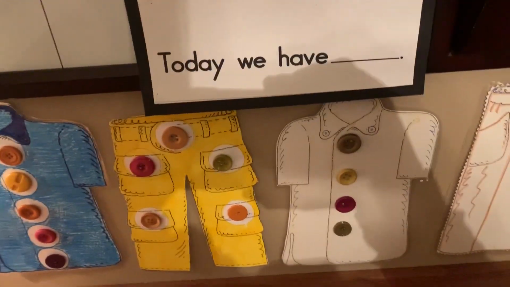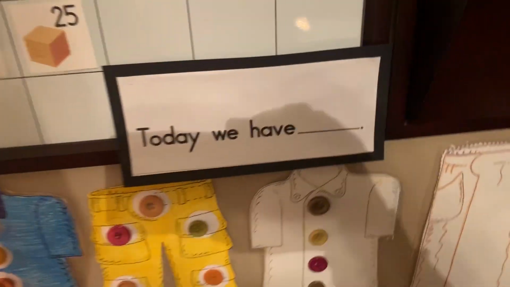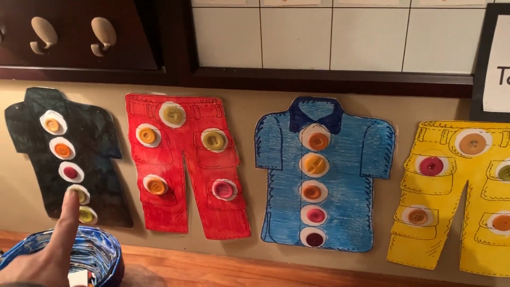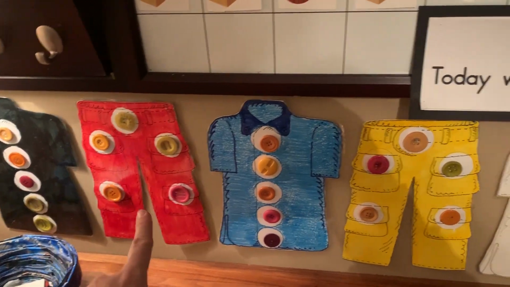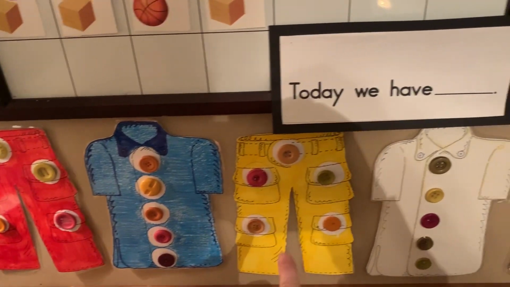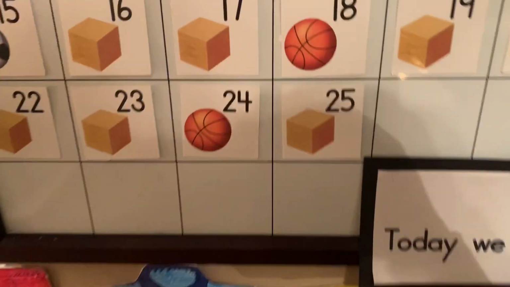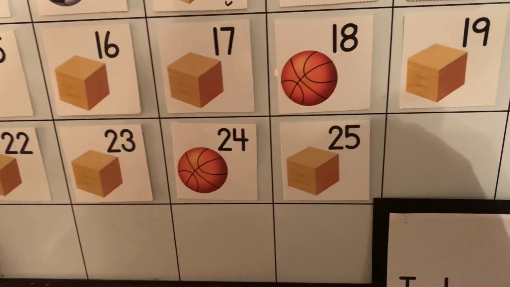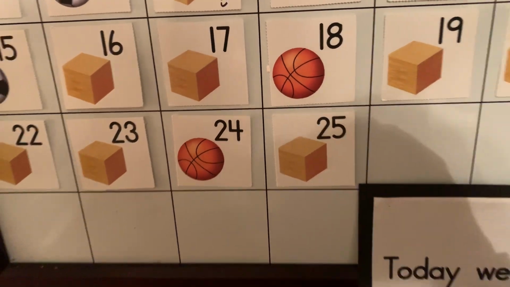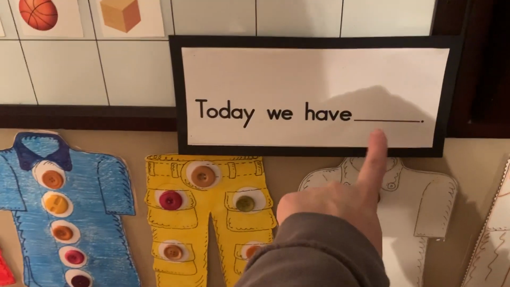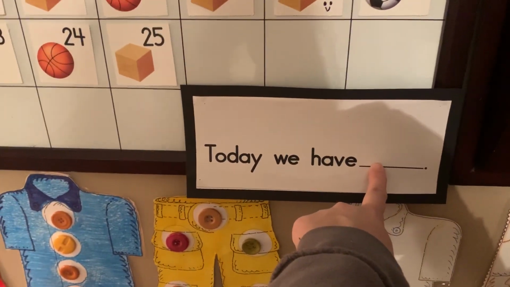We just need 1 more button. So I'm going to add our button. So now if we're counting by fives, we have 5, 10, 15, 20, 25 buttons that match the number on our calendar, number 25. And that is also the number that we would write in this box right here.